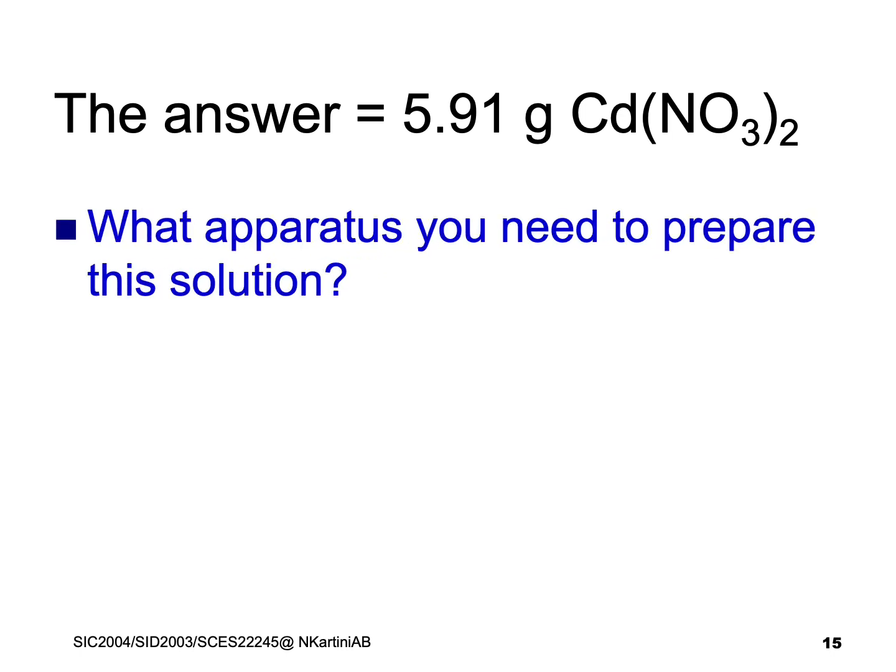So what apparatus do you need to prepare this solution? Of course, you need a 250 ml volumetric flask. You need distilled water. You need a glass funnel. You need a weighing bottle, an analytical balance, and also a dropper.